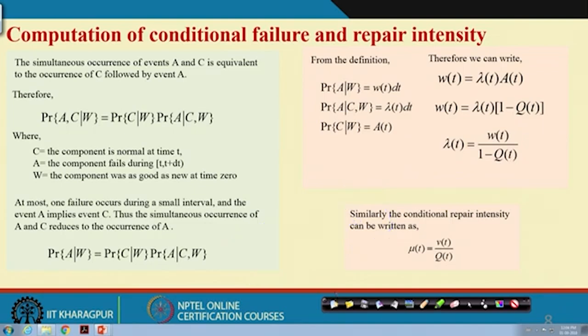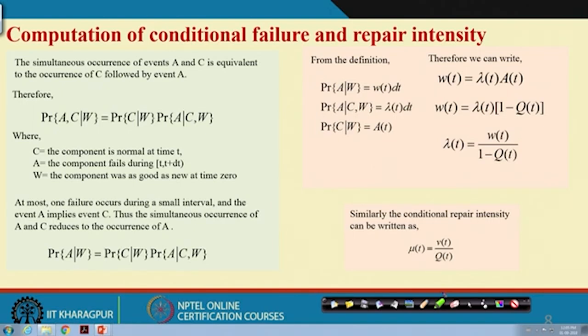So, now we will discuss another important concept called conditional failure and repair intensity. That definition is already given to you. The additional condition in case of conditional failure and repair intensity, with reference to the unconditional failure and repair intensity, is that in case of conditional failure intensity, the component will be normal at time t equal to 0, other conditions remain the same and are equally valid, similarly for repair intensity. Okay. So, now here we will discuss how the conditional failure intensity will be derived, and analogously you can derive the repair intensity.